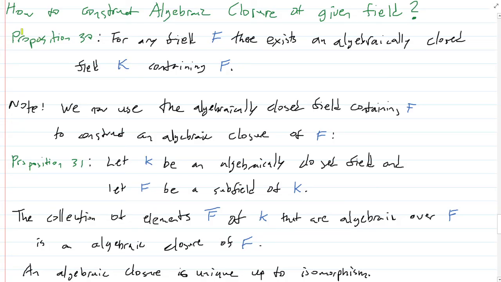Alright, so proposition 30 says for a field F, there exists an algebraically closed field K containing F. I didn't write down the proof, and it doesn't even look like we have time to show this, so I'm just going to skip it for now. An algebraically closed field is one where any polynomial over F has all of its roots in K.